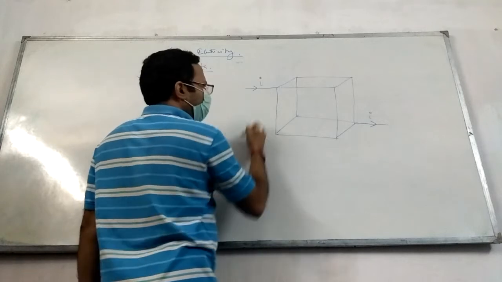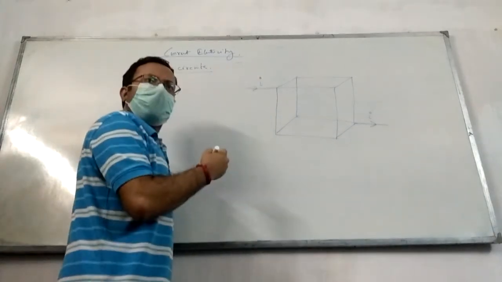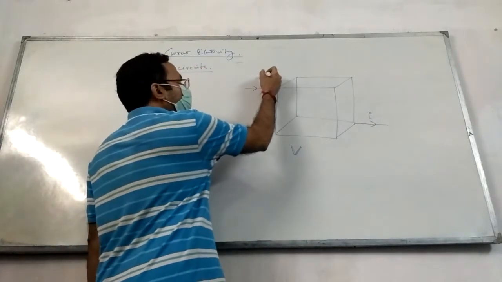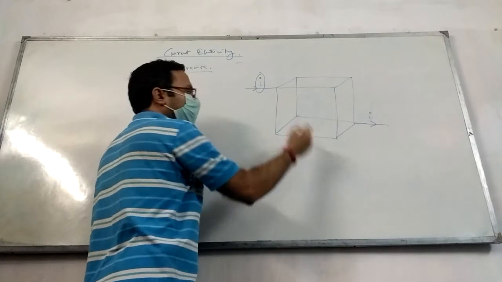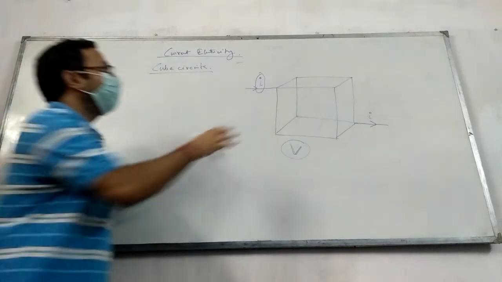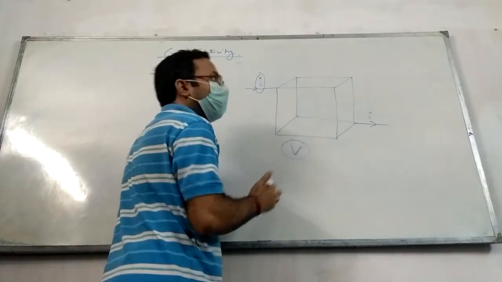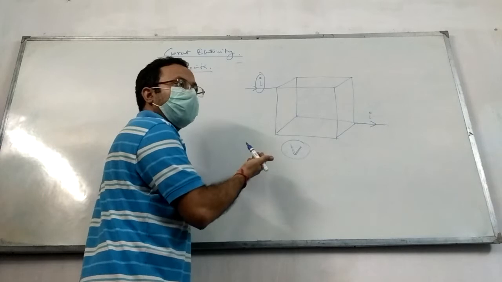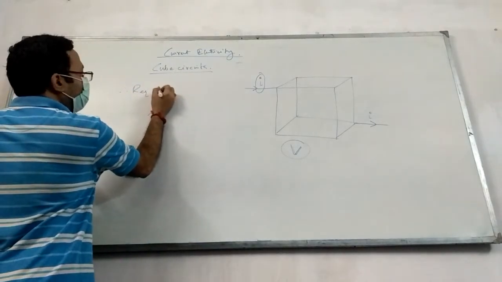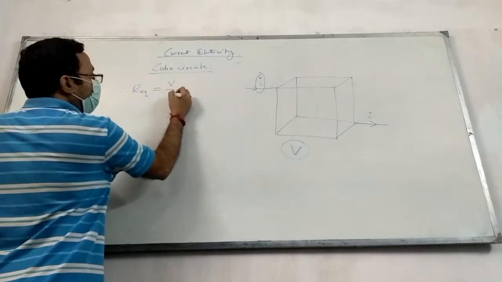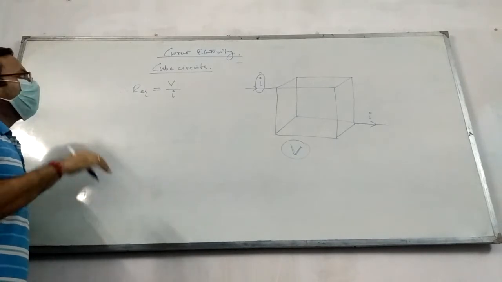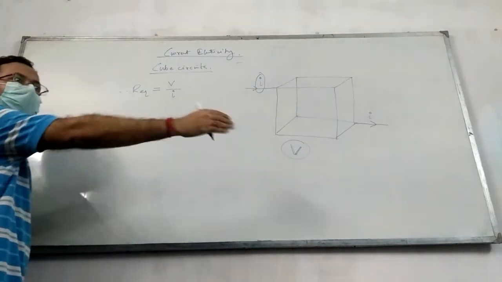Say we have connected an imaginary cell between these two ends and the cell has a potential difference V. If I know that the current entering is I and the potential difference supplied by the cell is V, then what should be the resistance of this whole system, in terms of I and V? So R equivalent should be equal to V by I. We'll try to use this to calculate the whole thing.